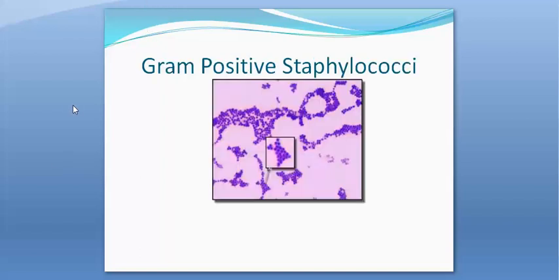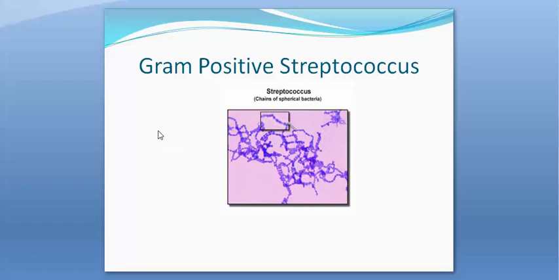Here we have an example of gram-positive staphylococci. You can see the spherical shaped organisms in a cluster arrangement that are staining a dark purple color. Here is an example of gram-positive streptococcus where you see chains of spherical bacteria staining a deeper purple color.